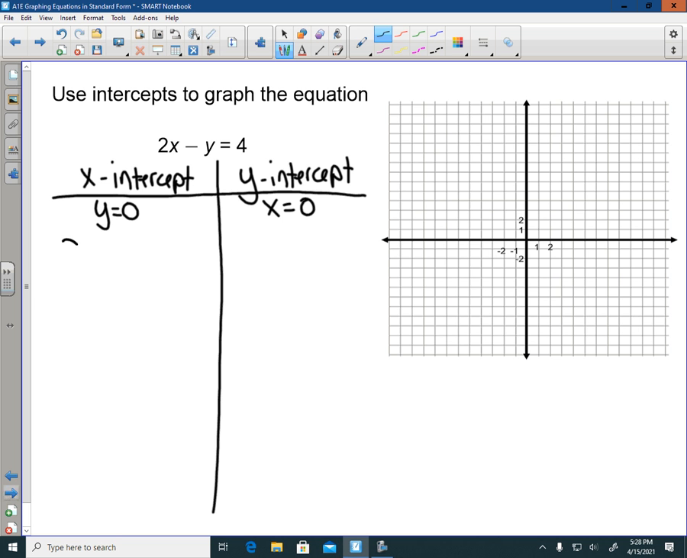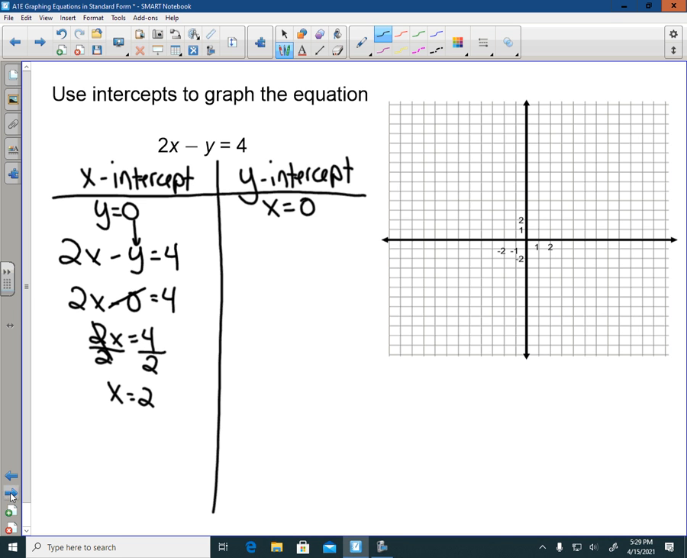So if our equation is 2x minus y equals 4, and we want to find the x-intercept, we just need to take a 0 and put it in for y. So we have 2x minus 0 equals 4. There's no number in front of y, so it's just 0, and that goes away, because zeros always drop out of equations. And then we have 2x equals 4, and then dividing by 2 on both sides gives us that x equals 4 divided by 2, or 2.